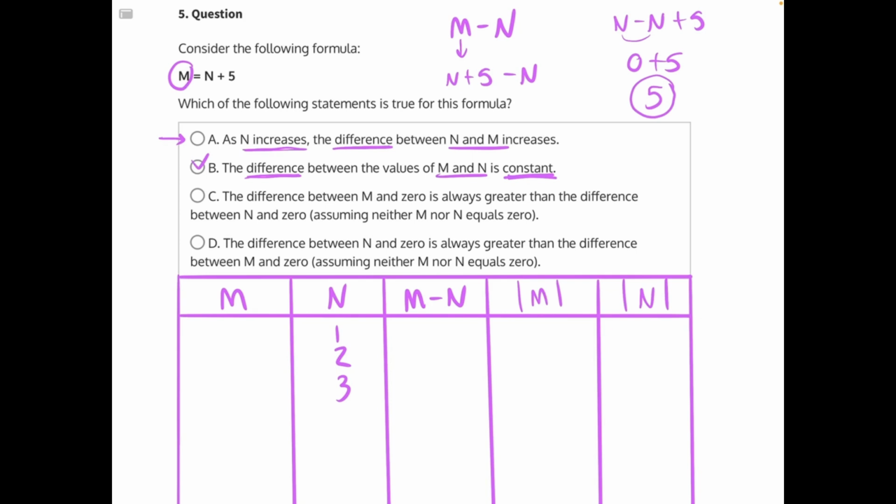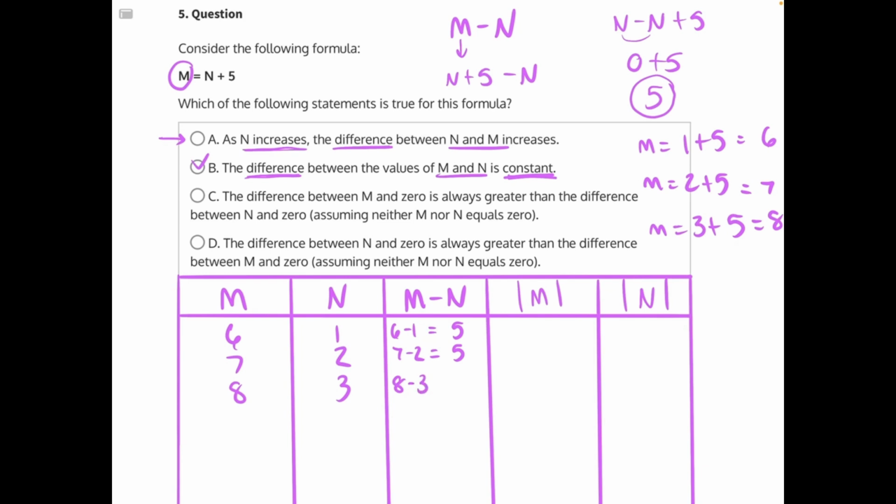If we were to plug in 1 for n, we'd have m equals 1 plus 5. If we were to plug in 2, we would have m equals 2 plus 5. And then if we were to plug in 3, we would have m equals 3 plus 5. The results will be 6, 7, and 8. Then if we take the difference of m and n in our table here, we would have 6 minus 1, which would give us 5. Then we would have 7 minus 2, which would also give us 5, then 8 minus 3, which also gives us 5.